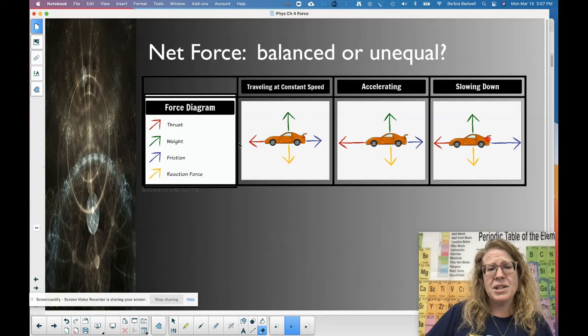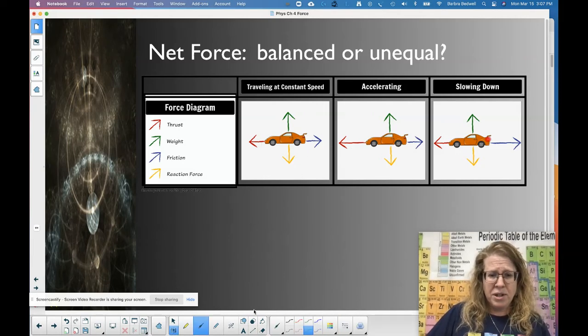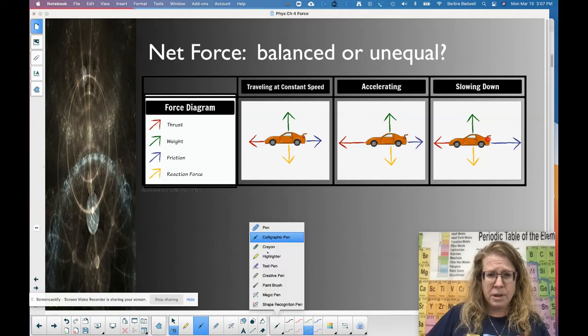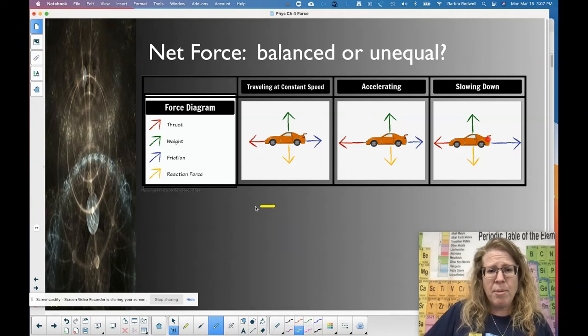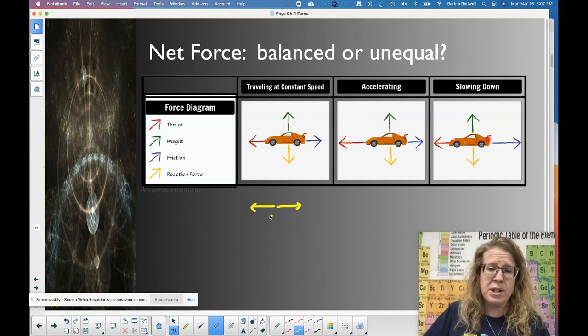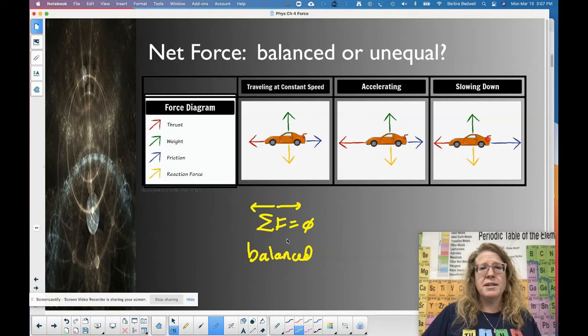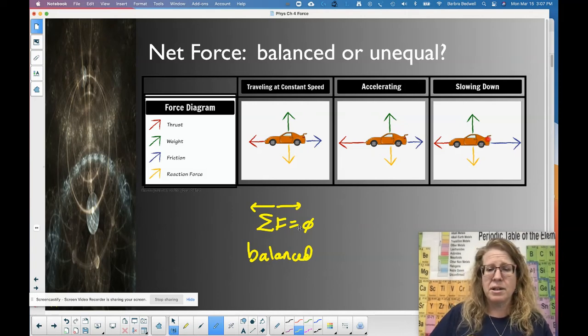So if you talk about this case right here, the red arrow and the blue arrow are equal and opposite to each other. So if I drew these, I'm going to go to my other pen here. If I have my applied force and my friction force, if they are equal and opposite, we would say that the sum of my forces, I don't know if you've seen this in math class, the Greek letter sigma, the sum of my forces here would be equal to zero, right? Net force would be equal to zero. This would be balanced. And in that particular case, that just means the car's moving at constant velocity. We'll get into that more in the next section.